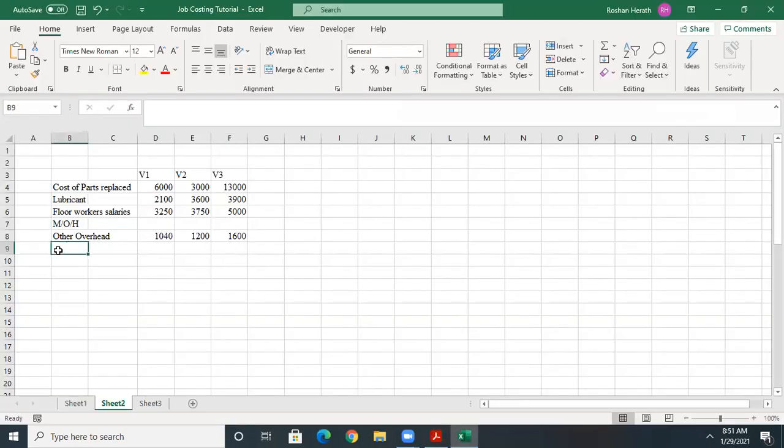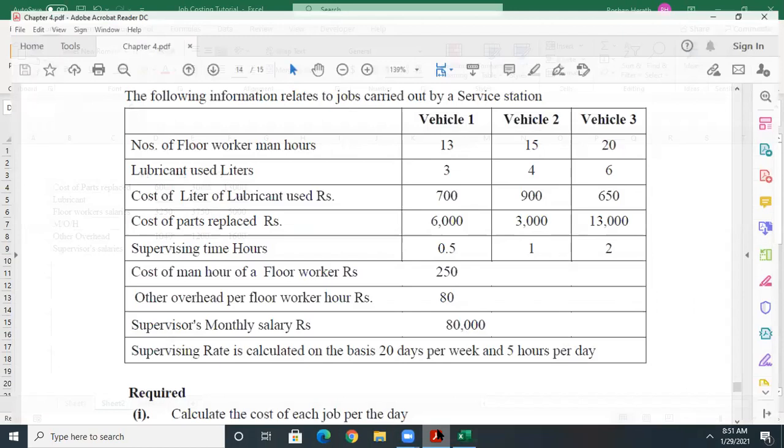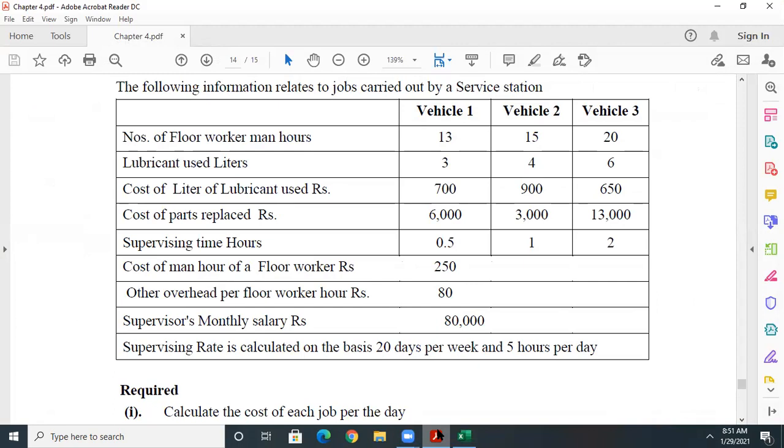Then you have the supervisor's salary. That is also manufacturing overhead. The supervisor's time is given for each of the vehicles: 0.5, 1, and 2. The supervisor is paid a monthly salary of 80,000. The supervisor's rate is calculated on the basis of 20 days per month, it must be 20 days per month, and 5 hours per day. It's obvious because there can't be 20 days per week. 20 days per month and 5 hours per day.